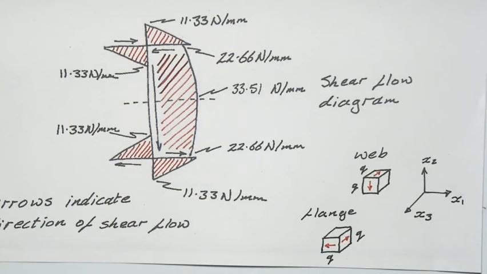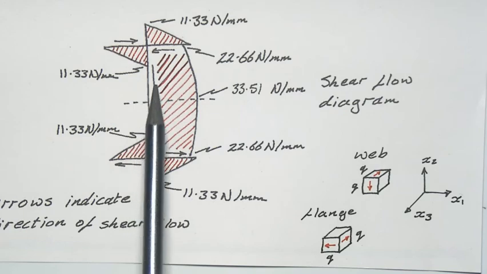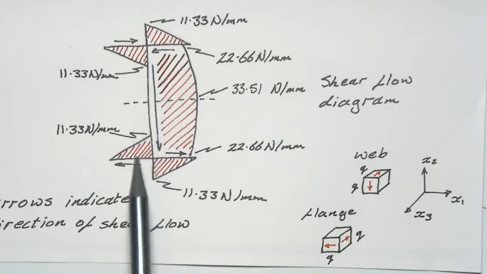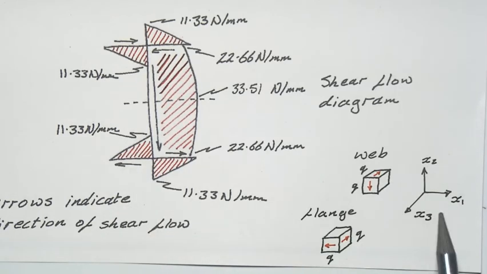To try and make really clear what's going on, I've just imagined that I've taken a little cube of material out from the web. So in the case of the web, it could be from anywhere from the top to the bottom. And what I've done is I've just drawn the axis system here. So obviously when we look at the cross section, we're plotting the distribution of the shear flow in the cross section. The cross section exists in the x1, x2 plane, and then the x3 direction is obviously the direction running along the length of the beam.